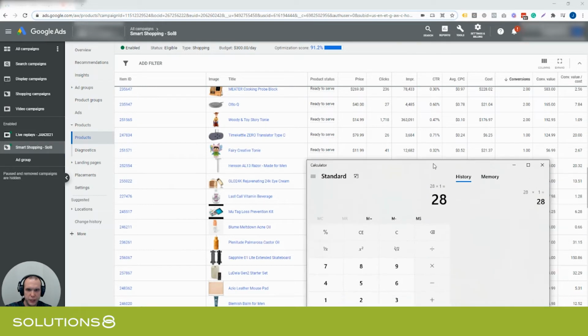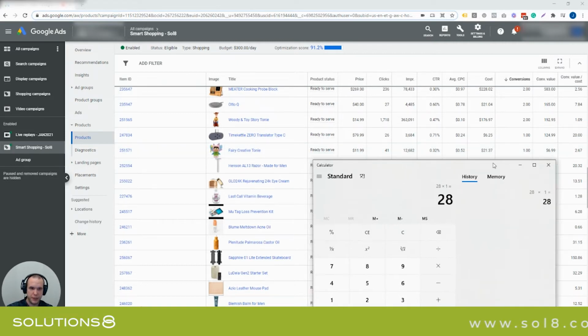Well, that's strange. Another one here, Fairy Creative Tony. I'm not even sure what this is, but it's an $11 item. And this is a really good example. This is what I'm talking about. This is a very perfect example. This Fairy, I'm not sure what this thing is, $11.99. And it had one sale. So you figure we make $11.99. No, 56. So what's happening here?